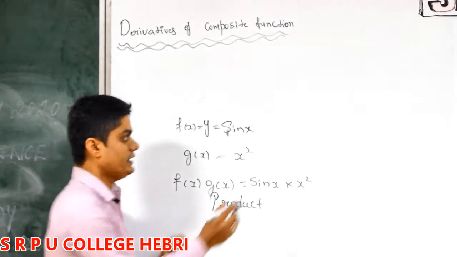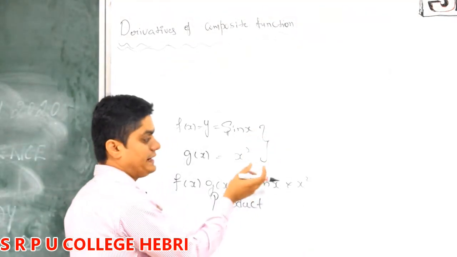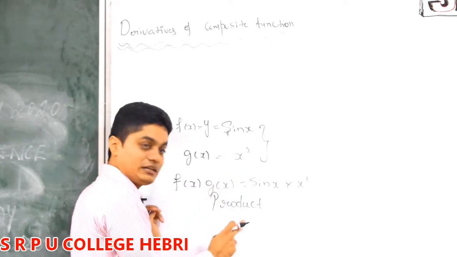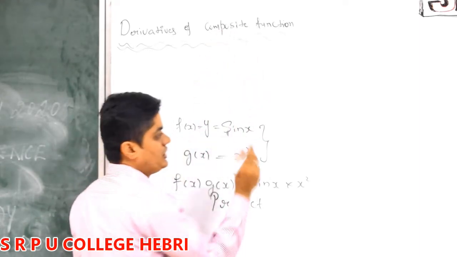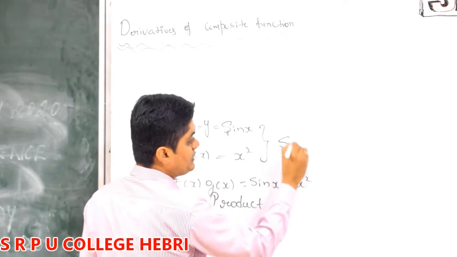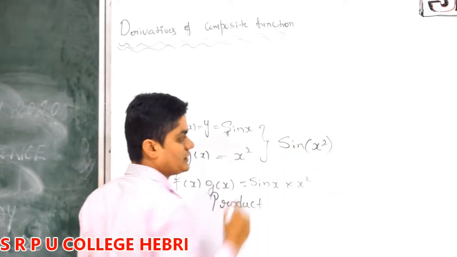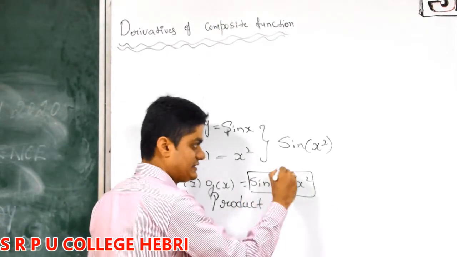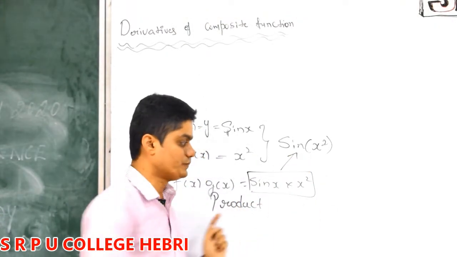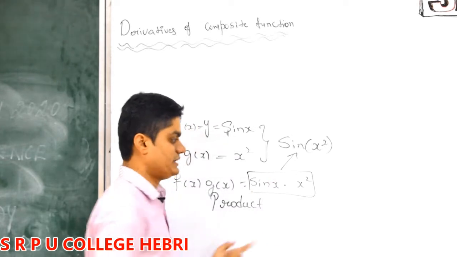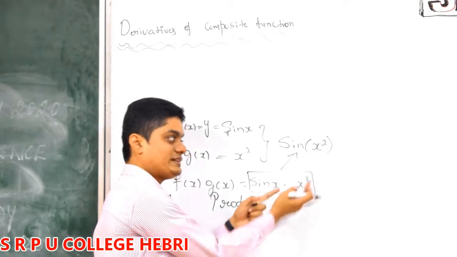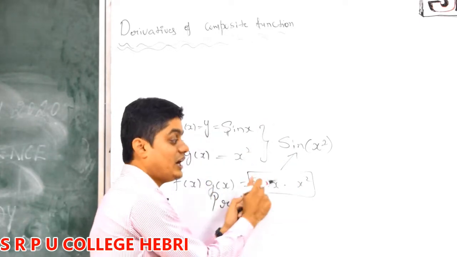But in the same way, if I take this function inside this, then you will not get the product, you will get composition. So what do you mean by that? Sine of x square. See, like this. Observe carefully. This is different from this. This is the product of two functions, this is multiplication. Here you can observe x square is inside sine. Here x square is outside sine.